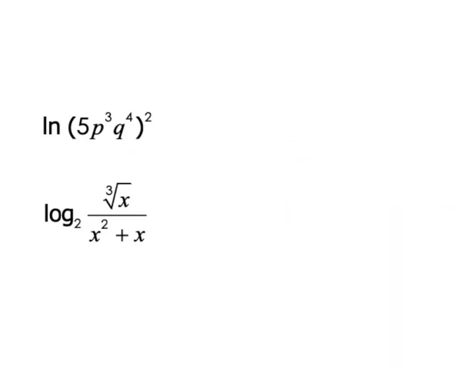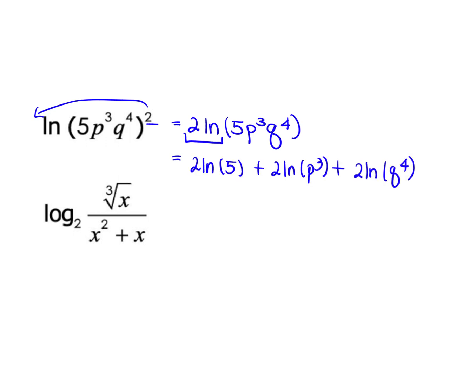We have ln of 5p to the third q to the fourth quantity to the second power. So we're first going to bring out the second power. So we have 2 times ln of 5p to the third q to the fourth. And now we can use the product rule: 2 ln 5 plus 2 ln p to the third plus 2 ln q to the fourth. So we're going to bring out the 3 and the 4. And we get 2 ln 5 plus 6 ln p plus 8 ln q.